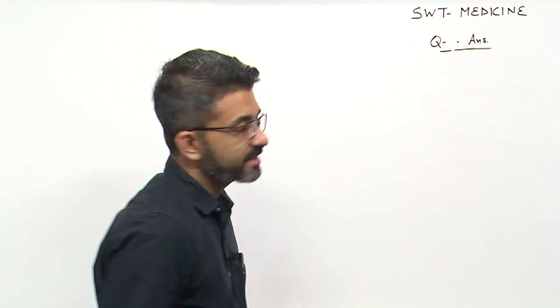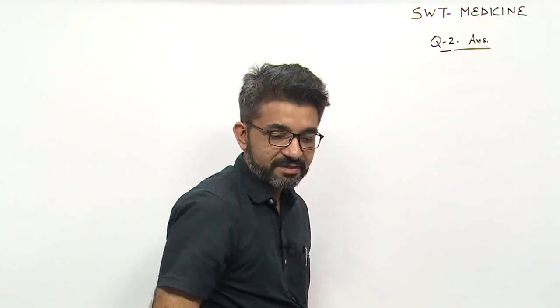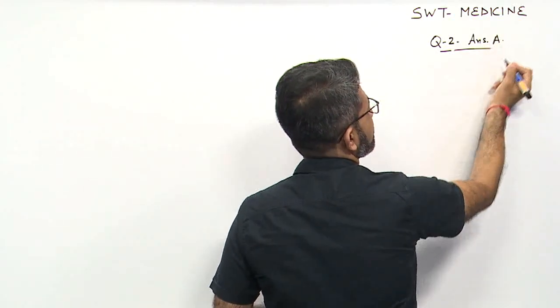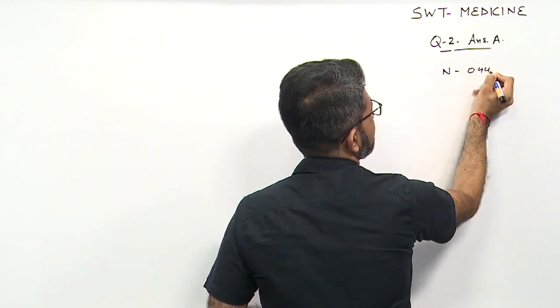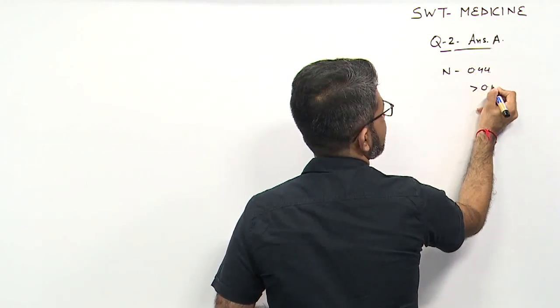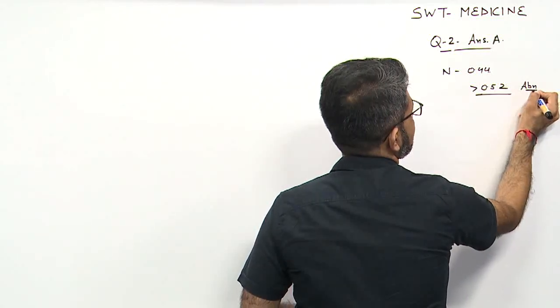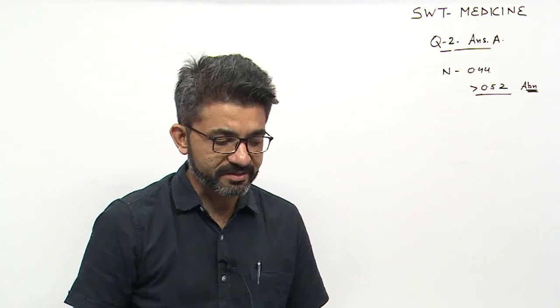Question number 2 is regarding Reid's index. The answer is A, chronic bronchitis. The normal value is 0.44. Anything above 0.52 is abnormal. It is a histopathological hallmark for chronic bronchitis.